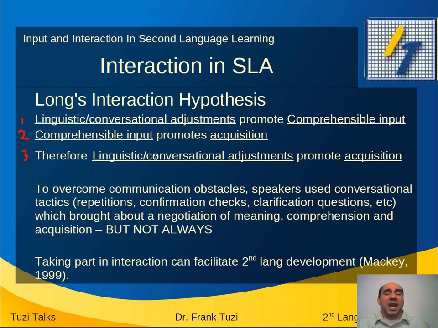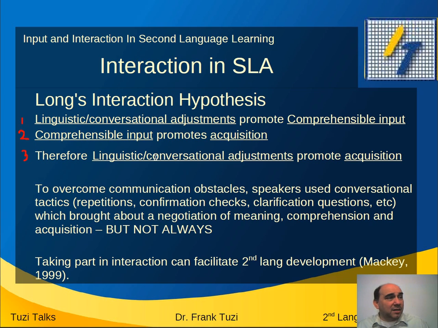To overcome these communication obstacles that two people or two groups have as they're communicating, regardless of whether they're both native speakers, they're mixed, or they're both non-native speakers, speakers used conversational tactics, okay? Ways to try to understand what's going on. They did things like repetition. They did confirmation checks, they did clarification questions, and so on, which brought about a negotiation of meaning, so that we could negotiate, okay, what exactly do you mean by this? And that brought about comprehension and then acquisition.